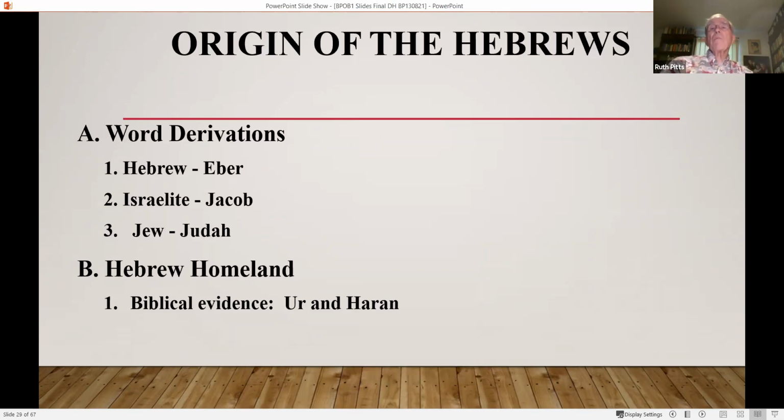The origin of the Hebrews, word derivation: sometimes you'll see Hebrew, Eber is listed early in Genesis. Israelite, and of course Jacob's name is changed to Israel. And then toward the end of this whole story, later on, when Judah is what is left, then the shortened form of that is Jew. The Hebrew homeland, the biblical evidence is they've come from Ur and Haran and then come into the Holy Land.